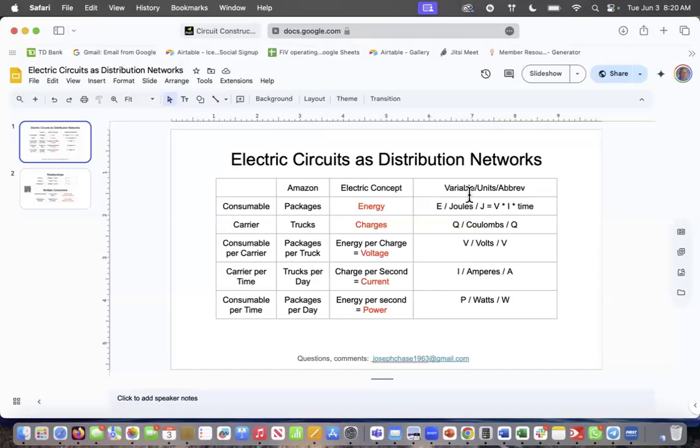Now, from an electric point of view, here we go. The consumable is energy, and the carrier are charges. And here's where we see those words voltage, current, and power show up. So voltage is the energy that each charge carries. And then current is how fast the charges move. And you can see if we multiply these two quantities together, energy per charge times charge per second, we get energy per second, which is power. And then power multiplied by time would give us the total amount of energy.